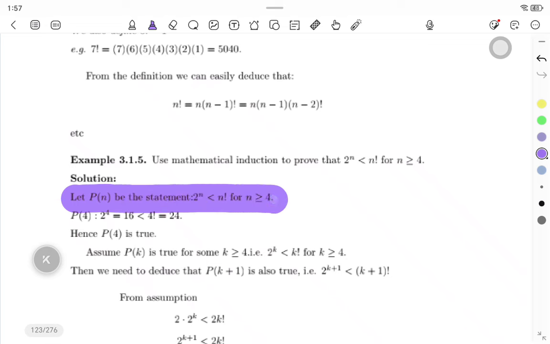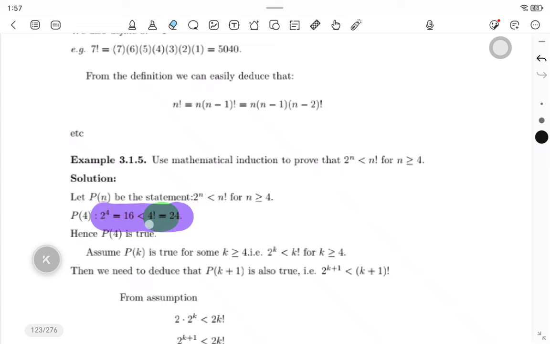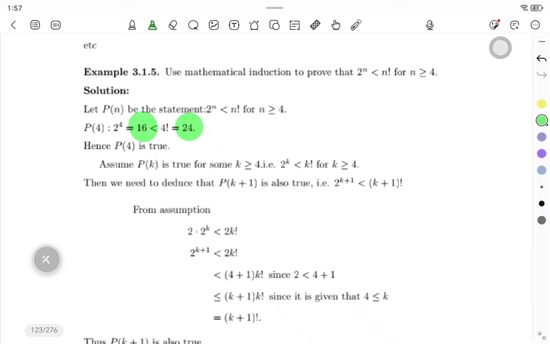You let P(n) be the statement, copy that as it is. Then you start plugging in 4 because they say n is greater or equal to 4. After plugging in 4, you get that the right hand side is equal to 24, and the left hand side is 16. And indeed 16 is less than 24. Hence P(4) is true. Then we assume that P(k) is true for some k greater or equal to 4. Then we just replace our n by k. Then we deduce that P(k plus 1) is also true. We replace our k by k plus 1.